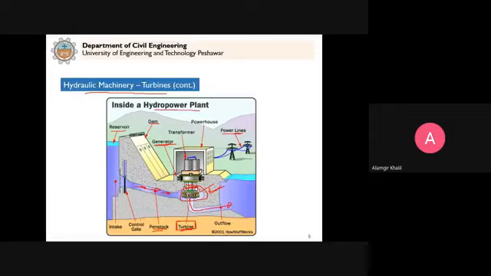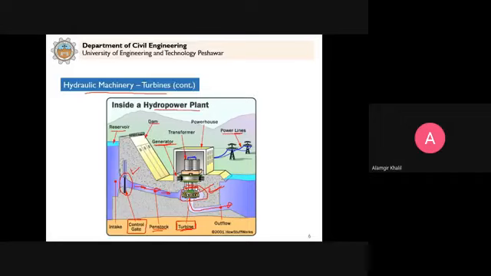For this purpose, these control gates are provided. In the case of a reaction turbine, because the wheel runs full, these gates are provided to control the supply of water to the turbine, so that we can control the speed of the turbine.